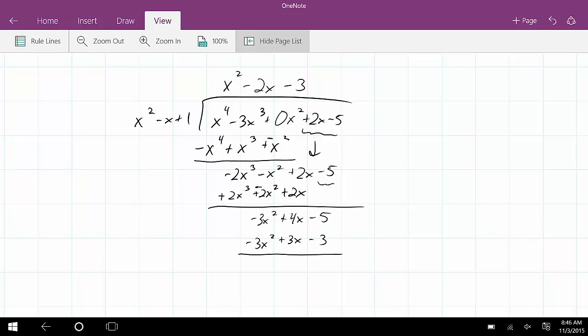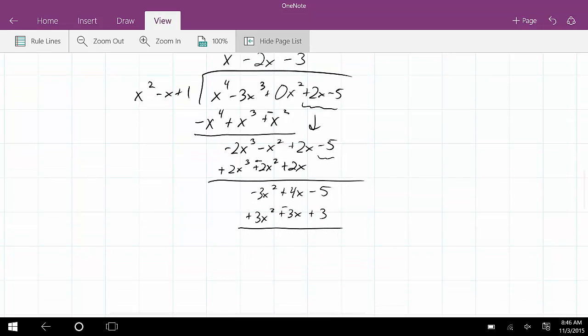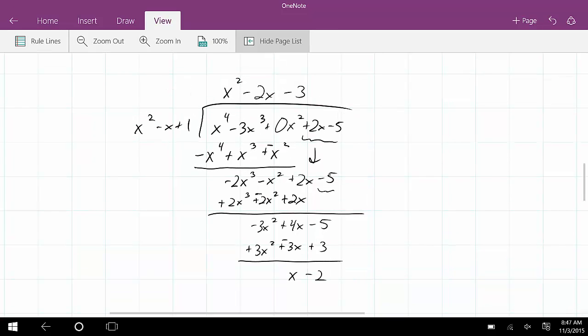So now we're going to subtract. So I'm going to change all my signs. And I have 0x squared. And then I have 4x minus 3x, which is going to give me just a single x. And then I have a negative 5 plus 3, that's going to be a minus 2, or a negative 2. Okay, and at this point, once the polynomial in your remainder is a degree less than the polynomial in your divisor, then you're done.